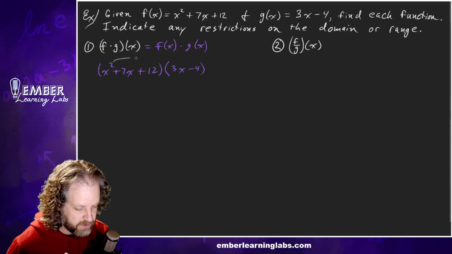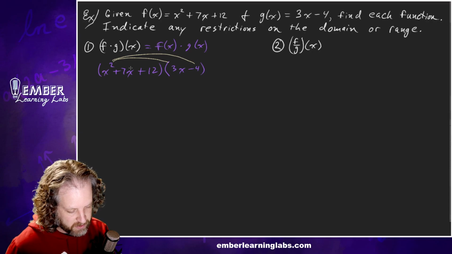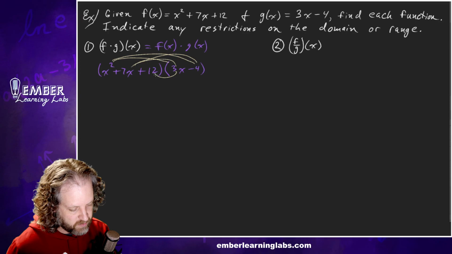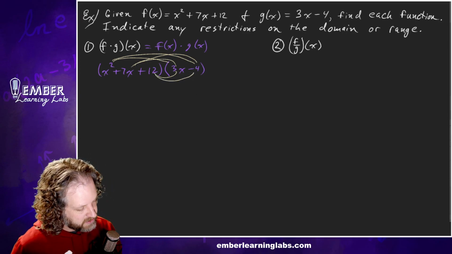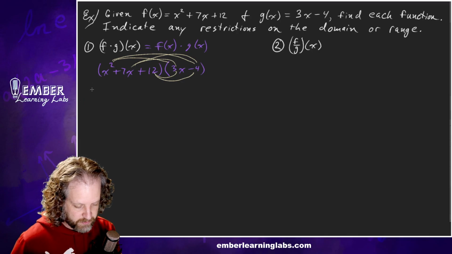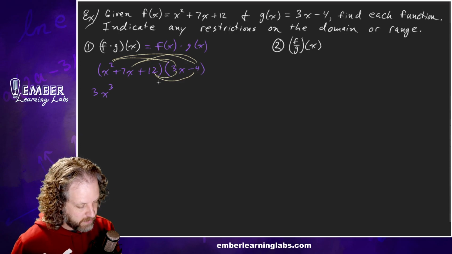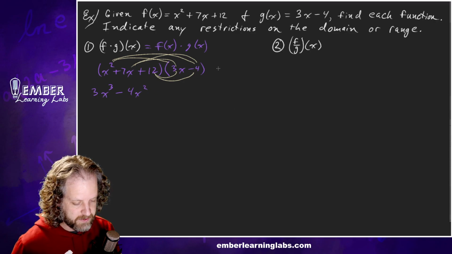So we're going to distribute this on both of those, and this on both of them, right? So x squared times 3x is 3x cubed, because x squared times x is x cubed. x squared times minus 4 is minus 4x squared.